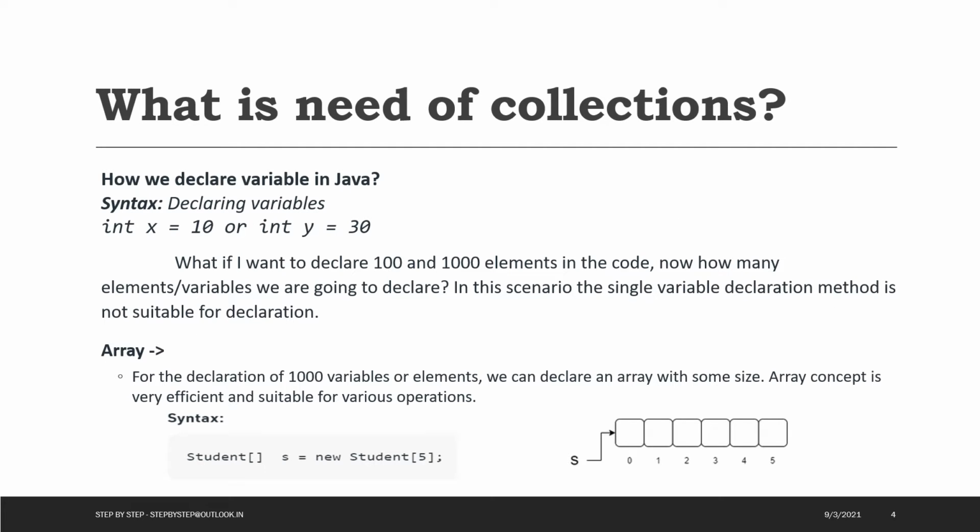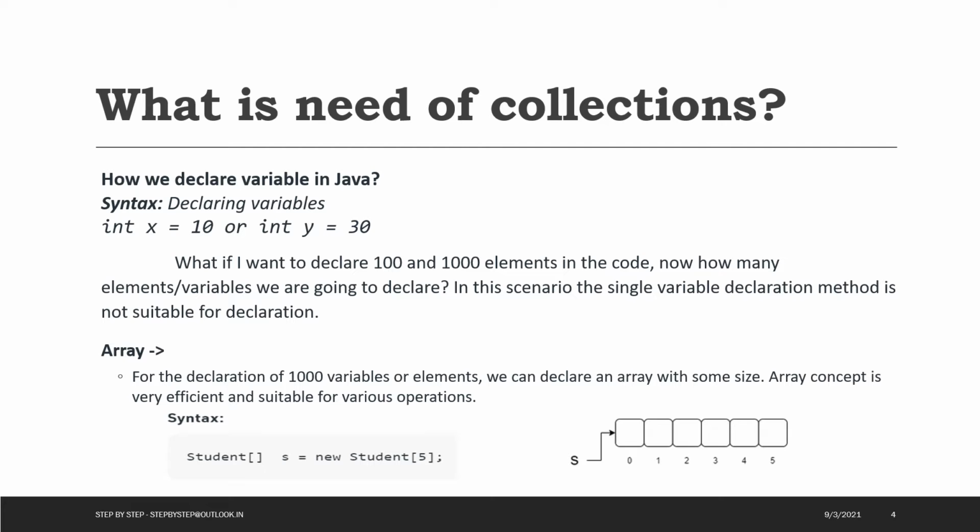So let's understand the need for collections now. Let's suppose I need to declare some variables in a program, say one or two variables, int x equals 10 or int y equals 30. Then it's perfectly fine to declare one, two, or three variables in code as per need. But suppose I need to store 100 or, let's say, 1000 elements in the code. Is it feasible to declare 1000 single variables for storing 1000 data items? No, right? In this scenario, we need something which will store 1000 elements in a single variable.